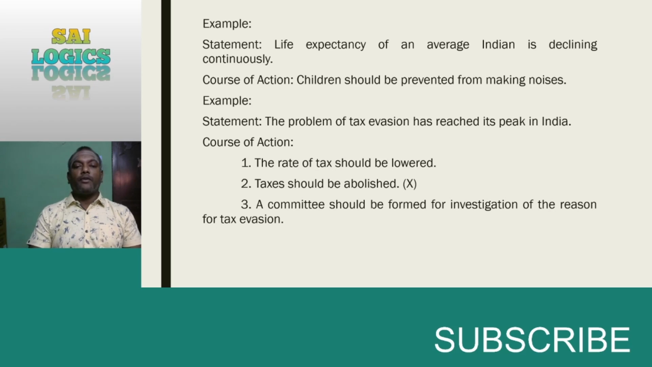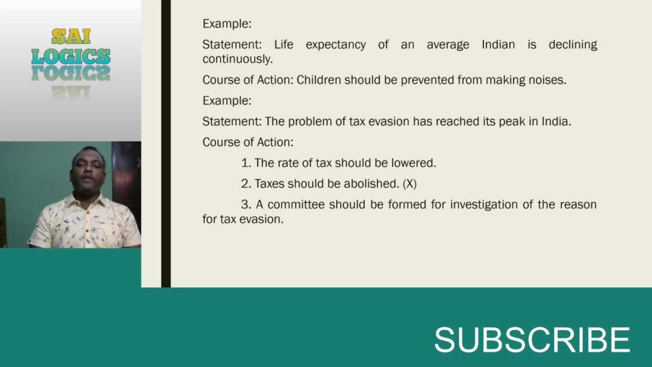And the final example: the problem of tax evasion has reached its peak in India. It is known to everyone. There will be tax evasion in this country, and the reason for tax evasion is also known to everyone, because in India the rate of tax is too high. So let us see the courses of action now. One, the rate of tax should be lowered. Yes, this may be a right answer, because once the tax percentage is lowered, everybody will be paying the taxes. Number two, taxes should be abolished.